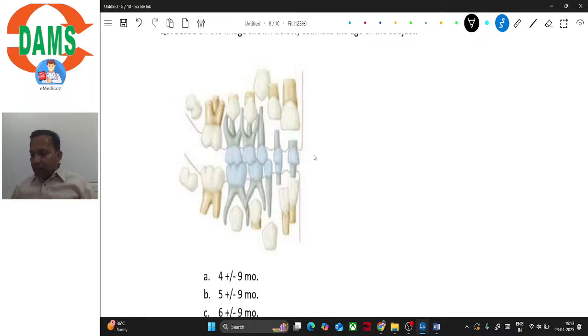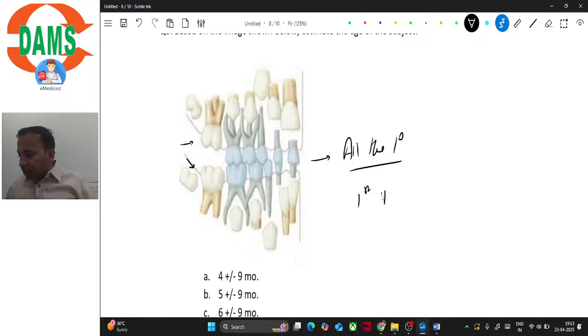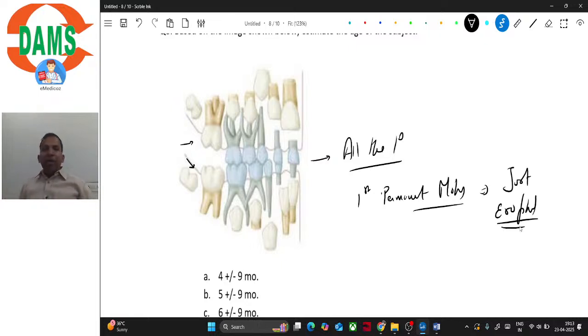So what we see here is that we have all the primary teeth present in the oral cavity. At this stage, we have all the primary teeth. None of them have exfoliated. Plus, what we can also see is that amongst the permanent teeth, the first permanent molars have just erupted. And we know that the age of eruption of the first permanent molars is around 6 years, right? So we can safely say that this subject is somewhere around 6 years of age, isn't it?